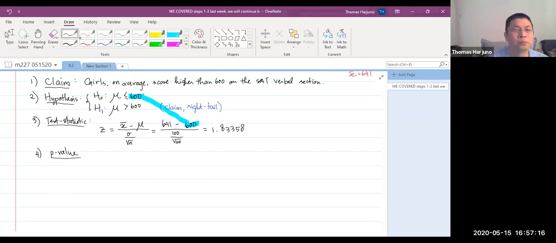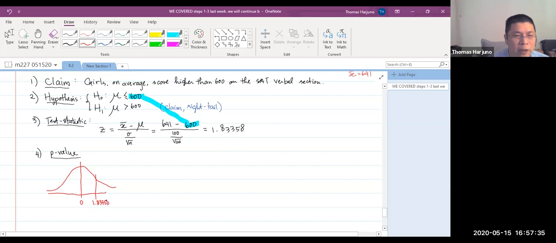The p-value. So I get a standard normal distribution. Let's say this is the z-score equals 0. Now I have z-score 1.83358, and I need to get the area away from the mean. Away from the mean. So the p-value is normalcdf(1.8335, infinity, 0, 1).